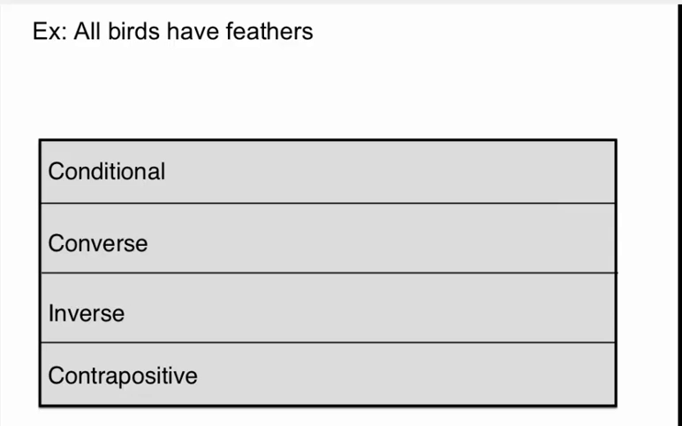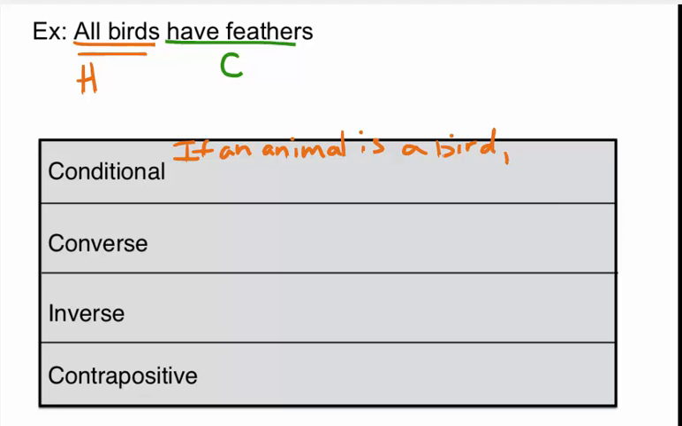Example, all birds have feathers. Okay, so first let's identify what the hypothesis and conclusion are here. I would say that, speaking of the birds, saying all birds, that would be my hypothesis. Then the fact that the birds have feathers, I would call that my conclusion. So let's go ahead and write a conditional, which is just an if-then statement. And let's make sure we apply the hypothesis coming after the if and the conclusion coming after the then. So I would simply say, if an animal is a bird. So see how that comes after the if? That's the hypothesis. Here's the conclusion. If an animal is a bird, then it has feathers. Cool. That's a conditional.